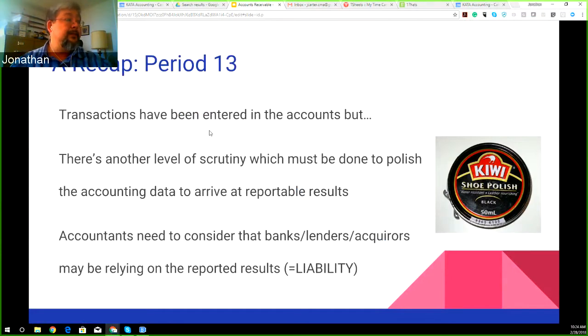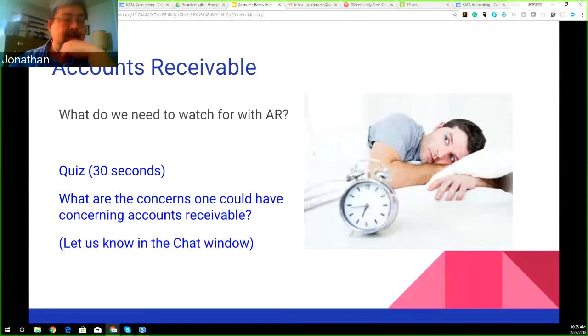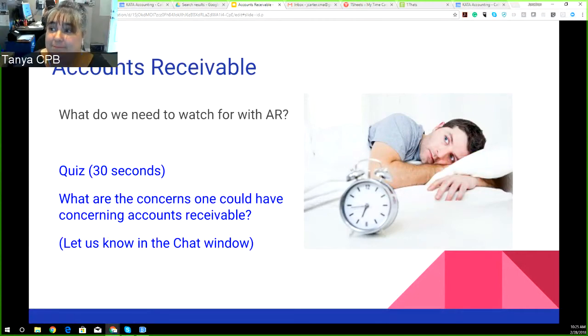So, what do we need to watch for with AR? We've got a smaller group. I'm not sure if we need to use the chat, but any ideas from the group of what are some key things we need to watch for with regards to accounts receivable at year end? I would make sure that they're not aged. What do you mean? First and foremost, make sure that they're not too old, that they shouldn't be written off. Yeah, okay. Art echoes that, write offs.